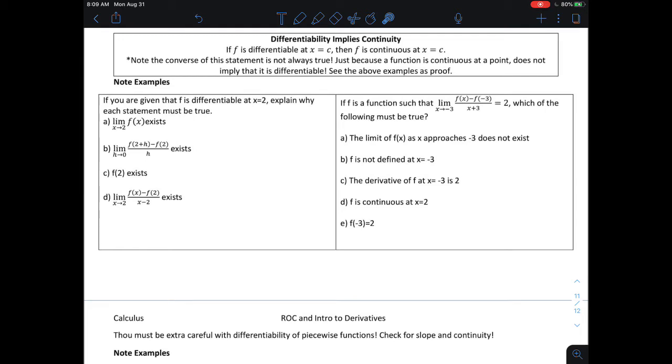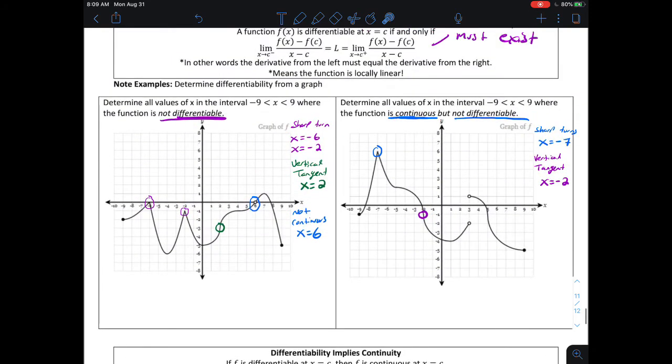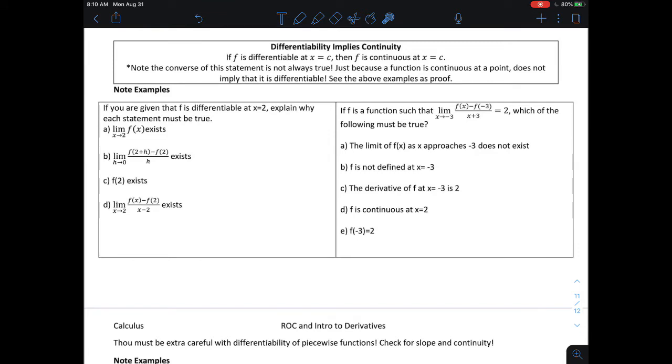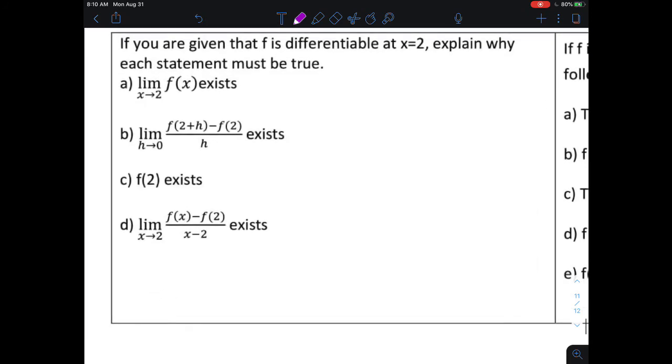Just because a function is continuous at a point does not mean it's differentiable, and we just saw that in the previous example. I am continuous at my sharp turns, but I am not differentiable there. I am continuous where I have a vertical tangent line, but I am not differentiable there. So we have to pay close attention to the order in which I read that for it to be a 100% always true statement. Differentiability implies that it has to be continuous. So let's look at some examples just focusing on that statement.